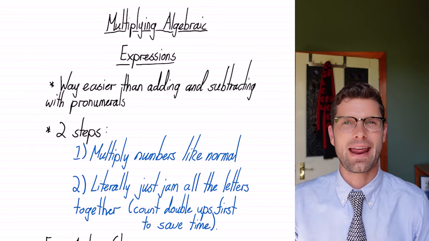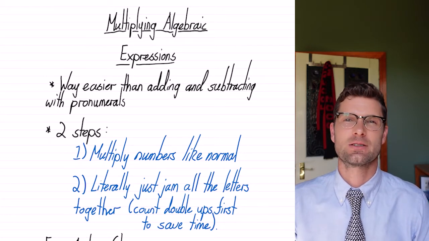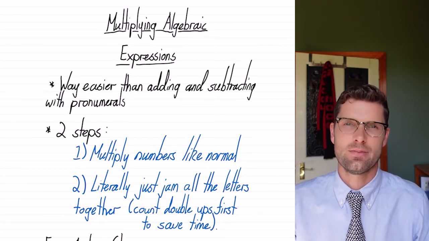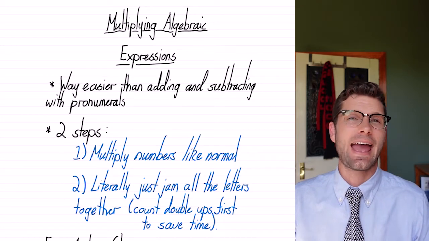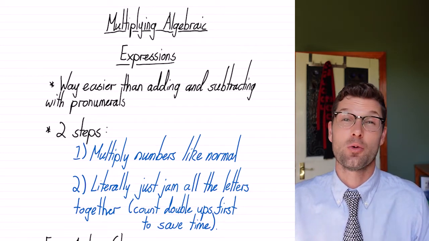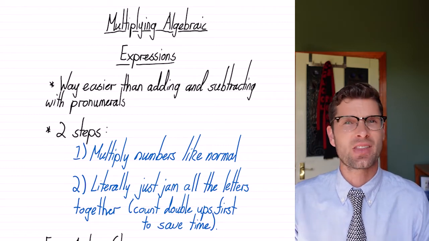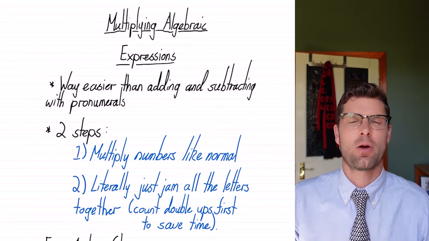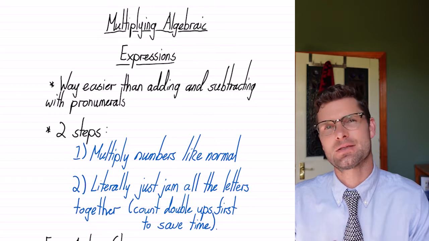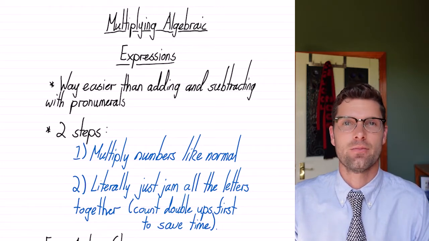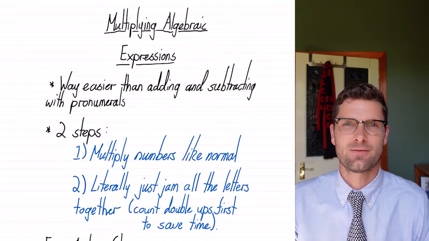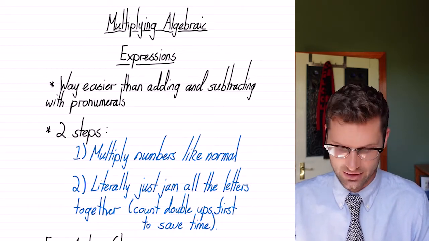Today we're going to be talking about how to multiply algebraic expressions to put them in their simplest form. This is way easier than the adding and subtracting that we did in the last video. In that video we had to make sure we were looking for our like terms, grouping them, and making sure the operation in front of them was properly accounted for. In multiplication, we don't have to do any of that, okay?